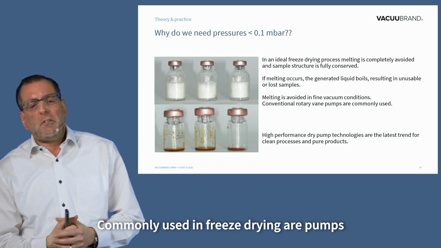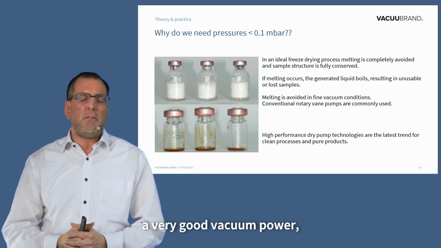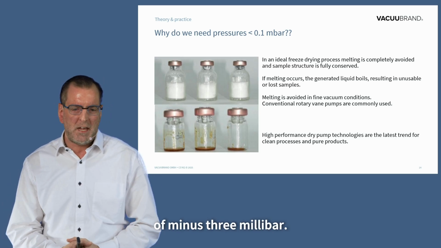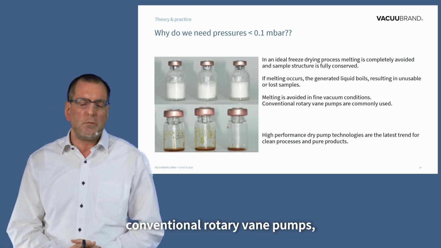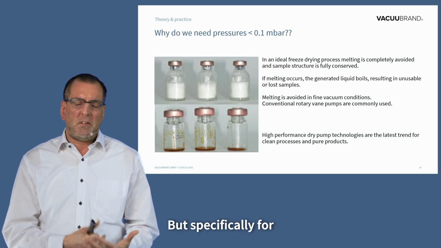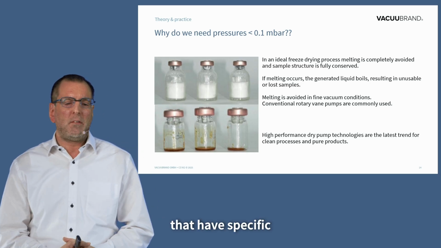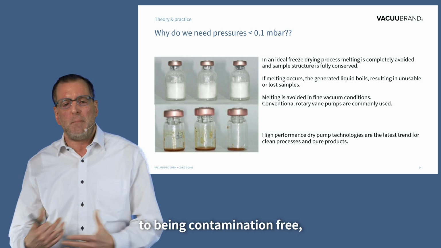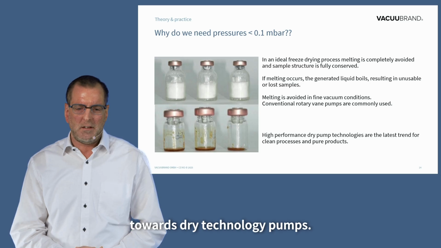Commonly used in freeze drying are pumps that, on the one hand, achieve a very good vacuum, down to 10 to the power of minus 3 millibar. On a wide scale, conventional oil-sealed, oil-driven rotary vane pumps are used. But specifically for high-demand processes with specific requirements for cleanliness and being contamination-free, the latest trend is more and more towards dry technology pumps.